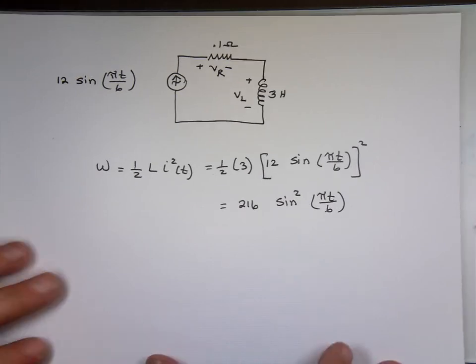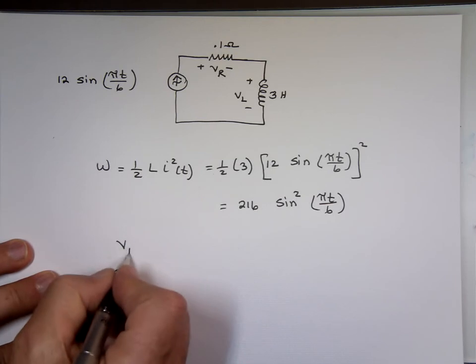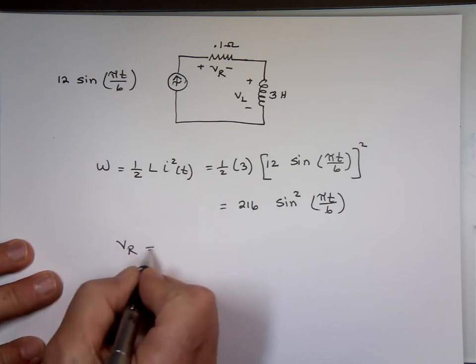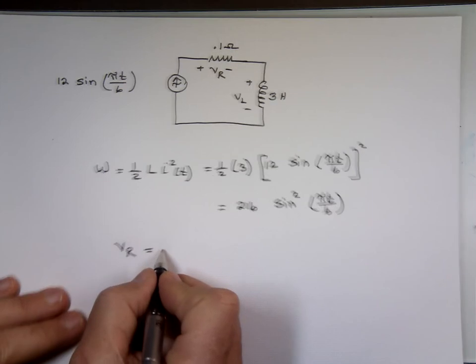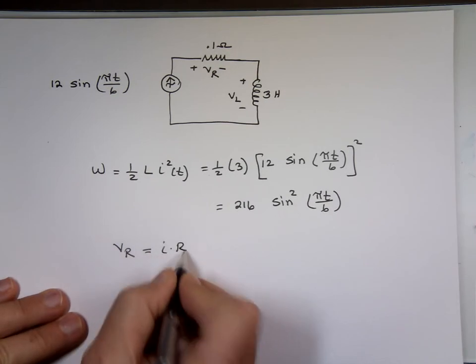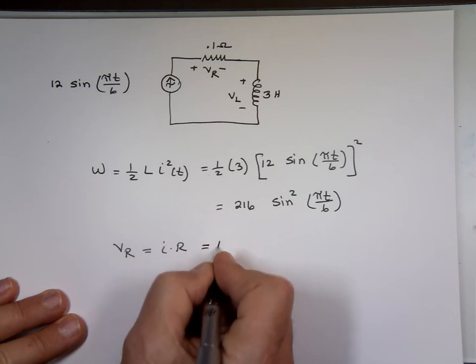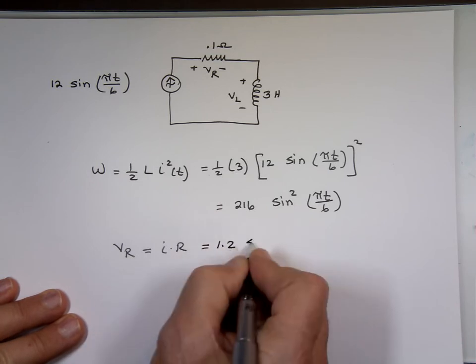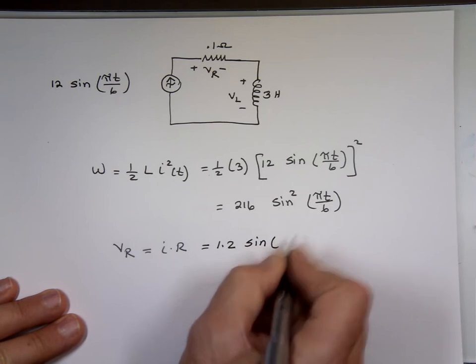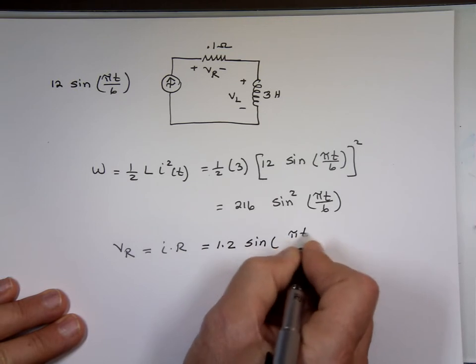Can I figure what VR is? The voltage across the resistor? Ohm's law. V equals I times R. So 0.1 times 12, that would be what? 1.2 sine pi t over 6.